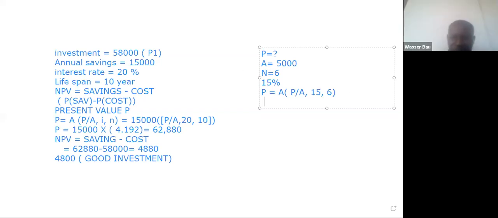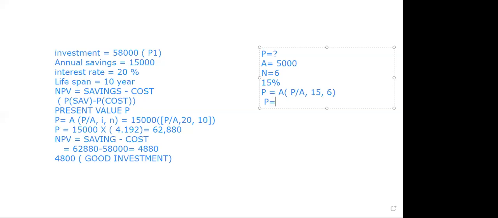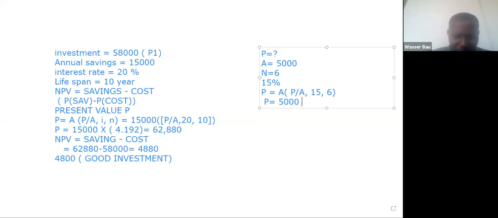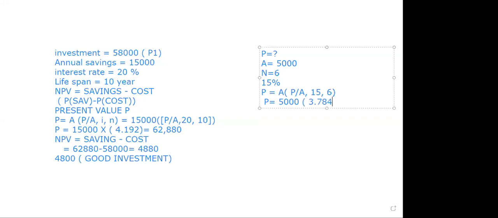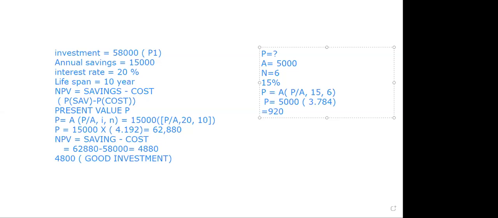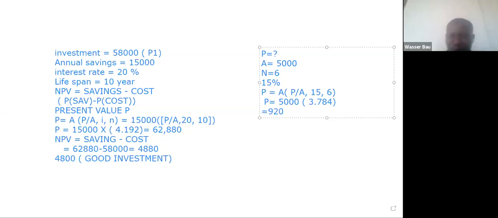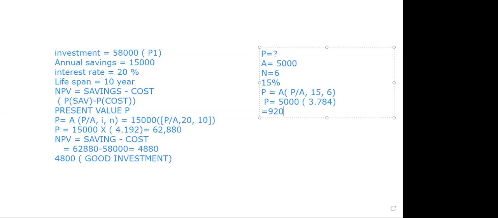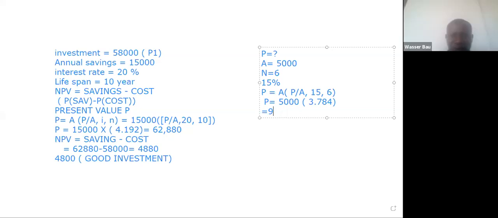So it means P is equal to 5,000 multiplied by 3.784. And what's that value? 920. 920 what? No, 920 what? Check again, sir. I don't think so. You multiply both. To give you what?